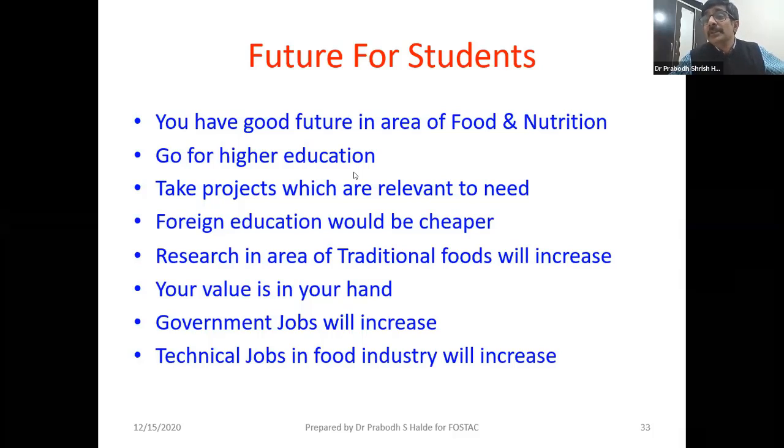Government jobs are going to be there. FSSAI has recruited 450 new food safety officers. So look at the government jobs.